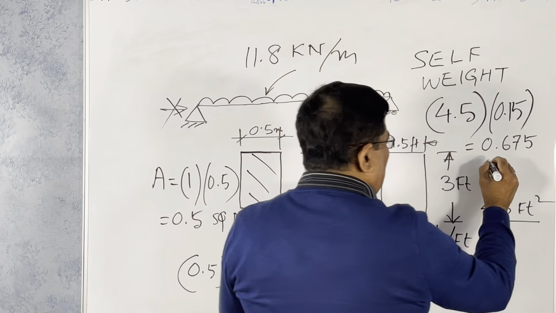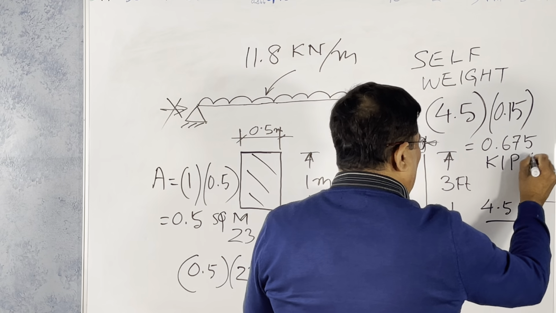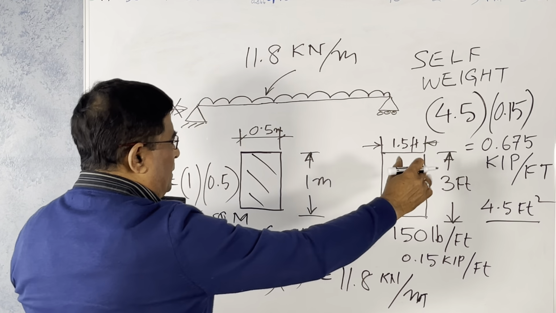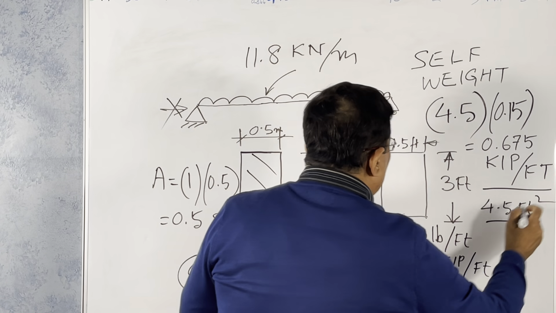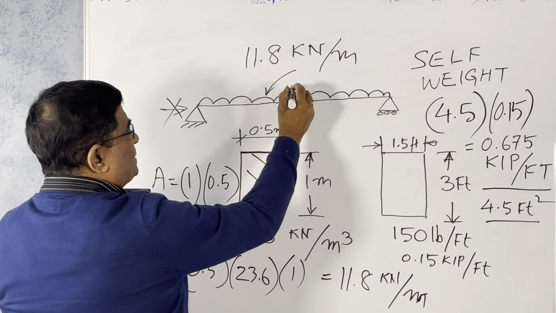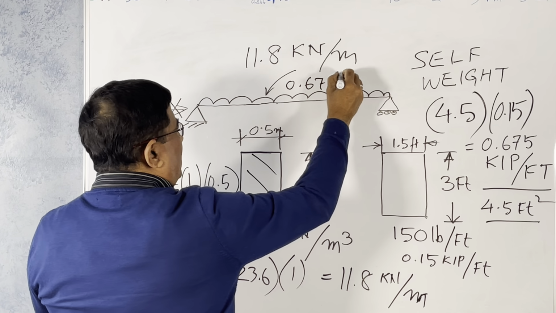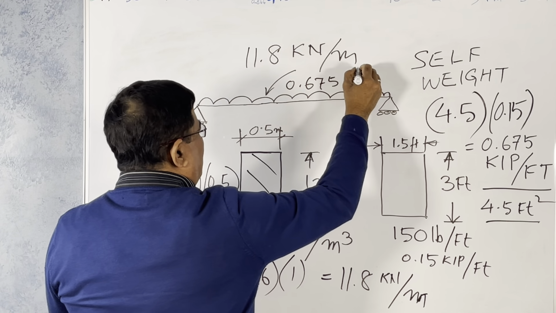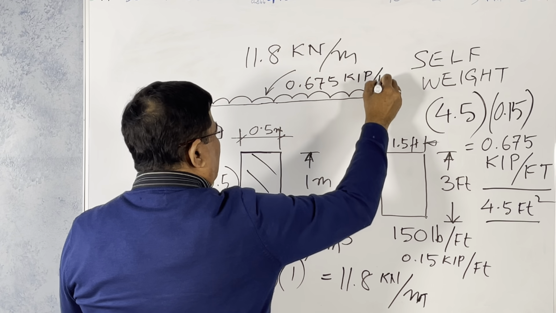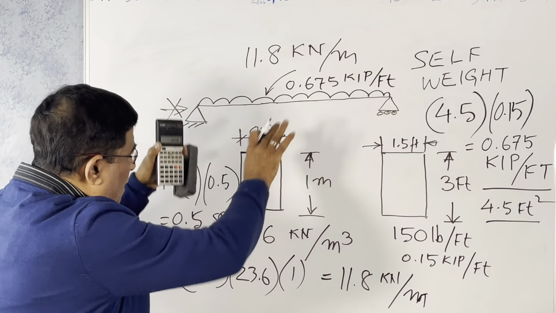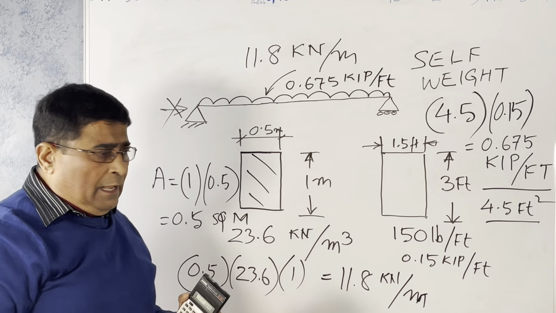That is your kip per feet. So this is the unit weight. Instead of that, in the American system, this value will be 0.675 kip per feet. This is how you calculate the unit weight.